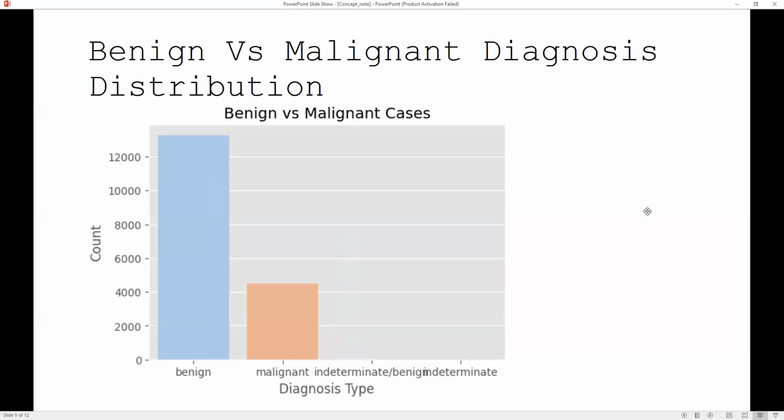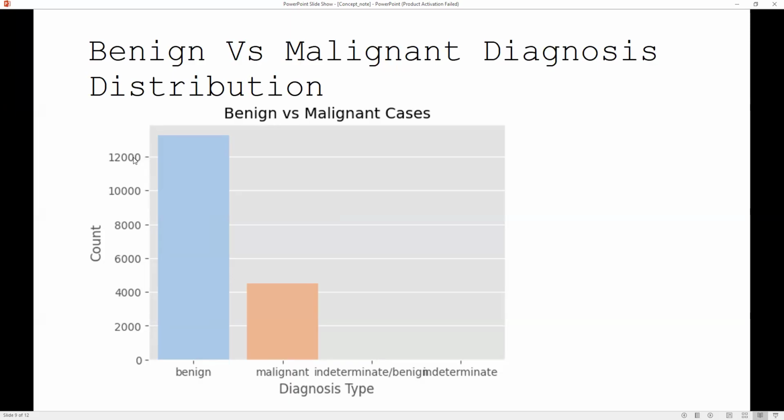So when we go on to the diagnosis distribution, we realize that benign cancer, these are the different kinds of cancers. This graph shows the types of cancers captured in our data set, and our analysis shows that benign has the highest number of patients, the highest count, when you compare with malignant and indeterminate kinds of skin cancer.